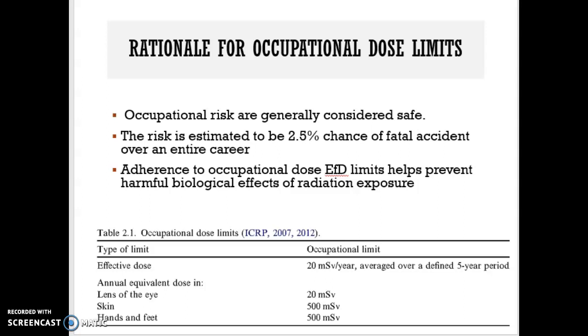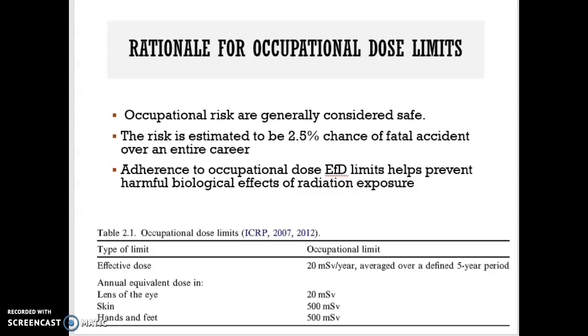So what is the rationale for setting occupational dose limits? Well, occupational risk to ourselves are generally very low, and we practice safely and our job is considered safe. Now the risk is estimated to be 2.5% chance of fatal accident over an entire career. Adherence to the occupational effective dose limiting system helps prevent any harmful biological effects of radiation exposure.